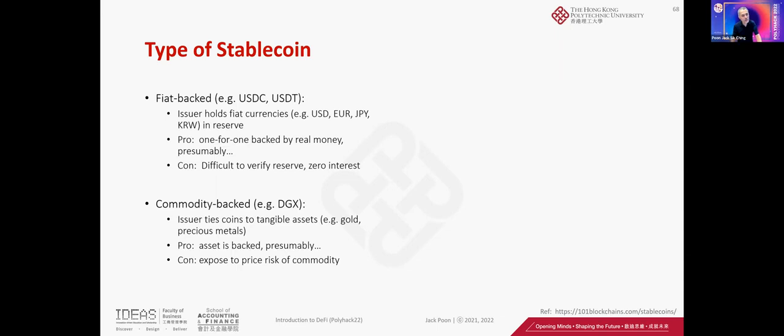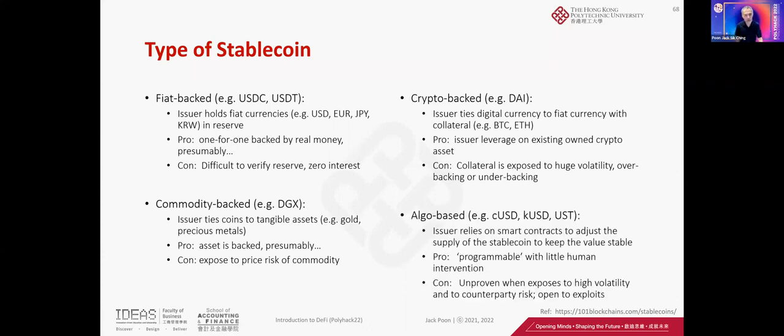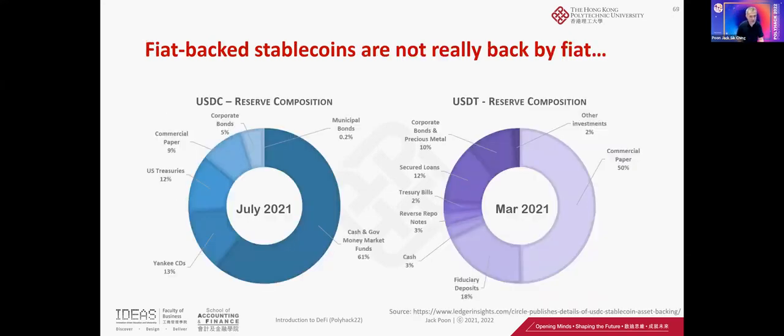The next type is what is called commodity backed. We're not going to spend a lot of time talking about that. The third type is crypto backed. By far, the most prominent one is the MakerDAO DAI stablecoin. And the last one is something that a lot of people believe is going away very soon, the algorithmic backed stablecoin, which UST was one of them.